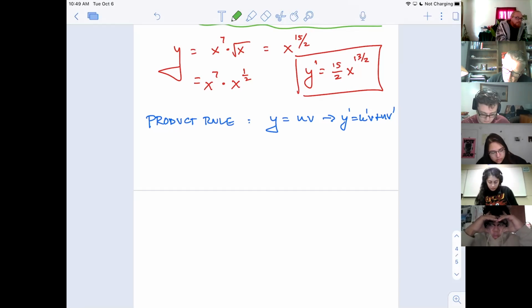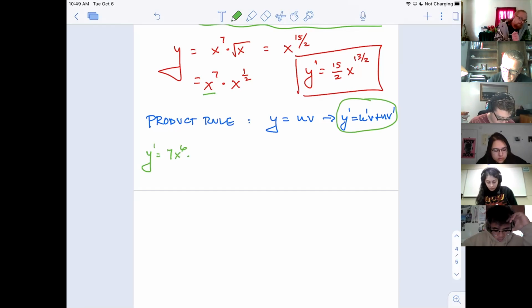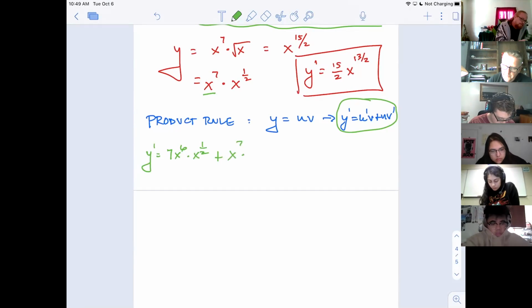All right, I'm gonna catch up. I'm using what I wrote over here as my product rule. So it says take the derivative of u, that first one, so that'd be 7x to the 6th, times the second one left alone, then a plus sign, and then the first one left alone, x to the 7th, times the derivative of the second one, the derivative of x to the 1/2. Bring the 1/2 down front, take x to the 1/2, subtract 1 from it. 1/2 minus 2/2 would be negative 1/2.